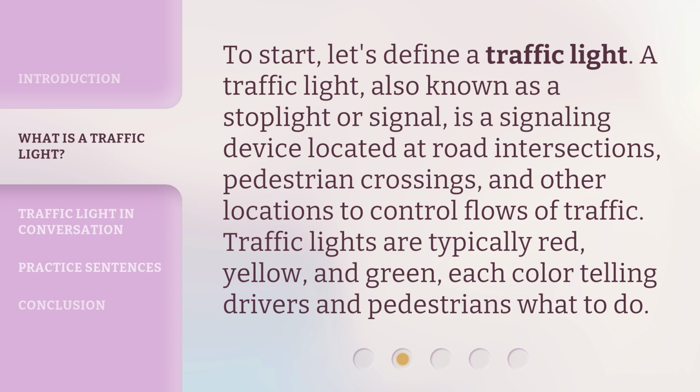To start, let's define a traffic light. A traffic light, also known as a stoplight or signal, is a signaling device located at road intersections, pedestrian crossings, and other locations to control flows of traffic. Traffic lights are typically red, yellow, and green, each color telling drivers and pedestrians what to do.